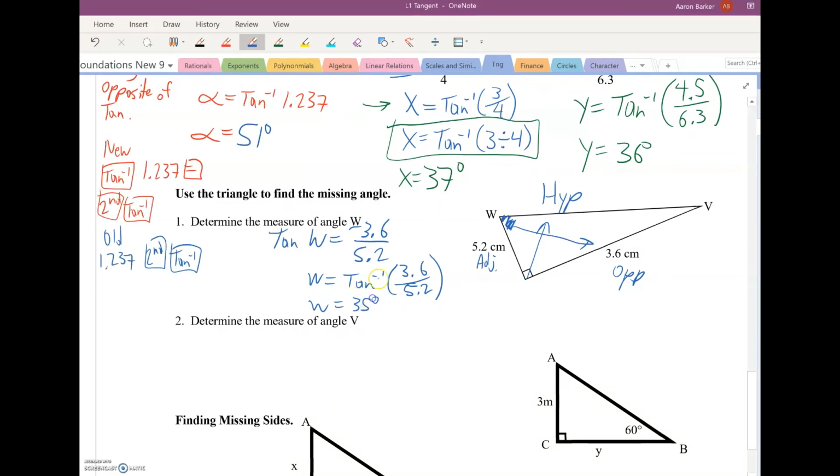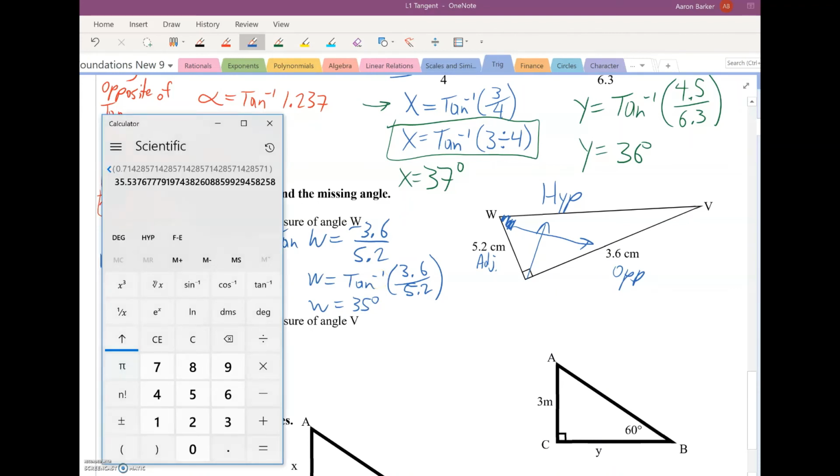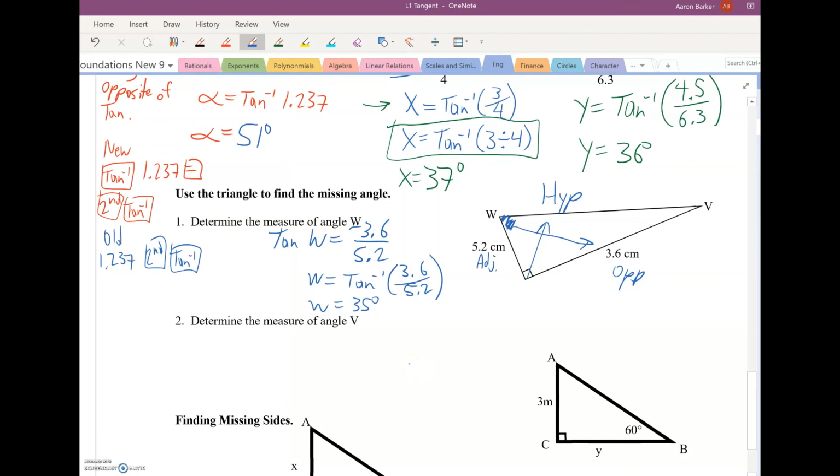So gotta have that bracket there at the end, press equals, and that rounds to 35 degrees. Okay, on the old school calculator, I will go 3.6 divided by 5.2, so I got that. That's my ratio right there, and then I can go second function, tan negative 1, 35 degrees. There you go.